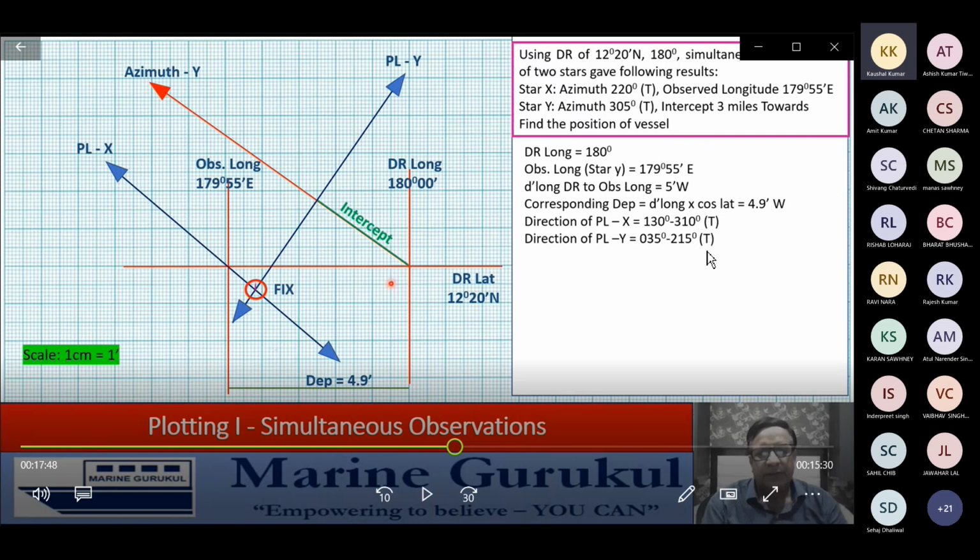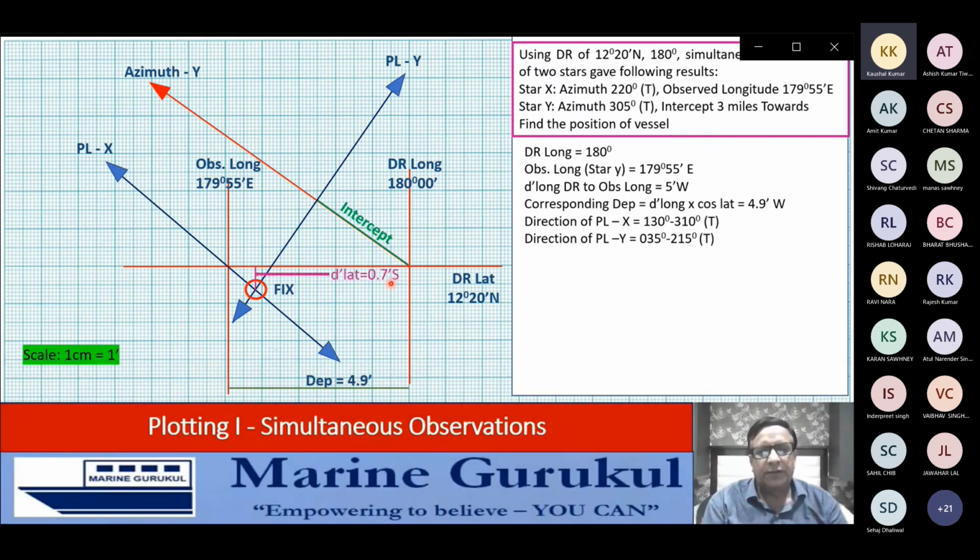Okay, so let's proceed ahead. We have the fix on the plot now. We just have to find out the latitude and longitude of the fix. We read off the D lat for the fix from the DR lat, which is 0.7 minutes south. And likewise, we also read off departure, which is 0.8 minutes east of the observed long. Using this D lat and departure, we come on this side.